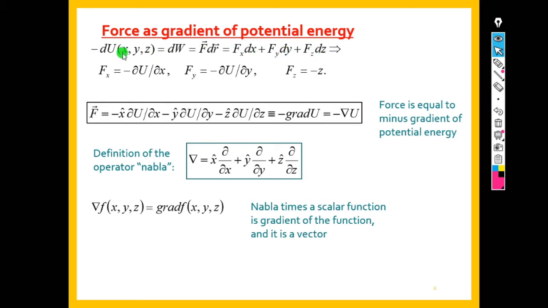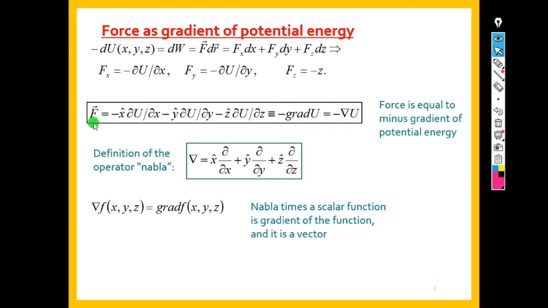That means when we compare both sides, Fx can be equal to, when we differentiate this with partial differentiation with respect to x, minus dou U by dou x. Hence the Fx term will be equal to minus dou U by dou x, and Fy is equal to minus dou U by dou y, and also Fz is equal to minus dou U by dou z. So this will be our equation.